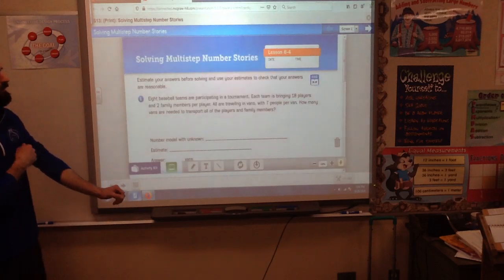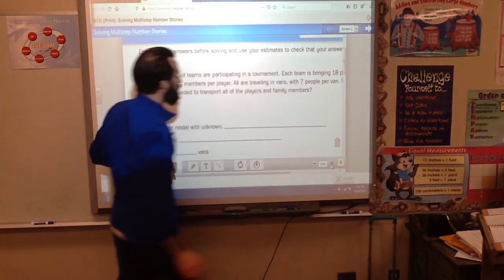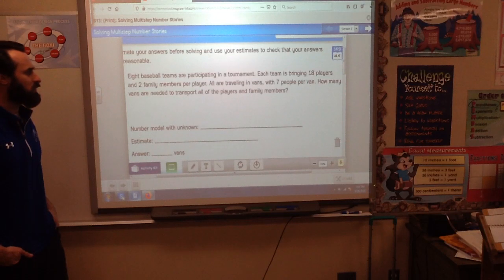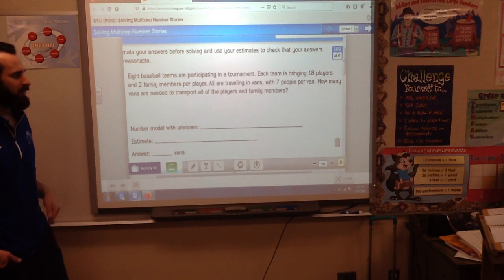And we won't do all of these today. I'm going to make it just a little bit bigger. Hopefully you'll be able to see it, fit it all on. 8 baseball teams are participating in a tournament. Each team is bringing 18 players and 2 family members per player. All are traveling in vans with 7 people per van. How many vans are needed to transport all of the players and their families?